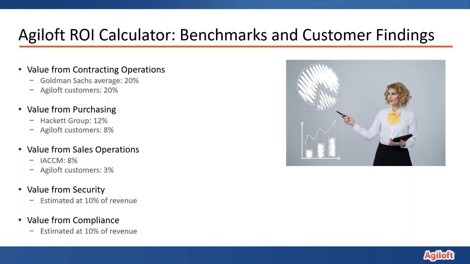The second source of savings is around the purchasing process, which is the efficiencies from streamlining vendor operations, everything from onboarding the vendors to managing the obligations in those contracts. A Hackett Group study estimates that companies should save about 12% from purchasing operations. Our customers were able to identify, on average, about 8% savings. Still not a bad amount.